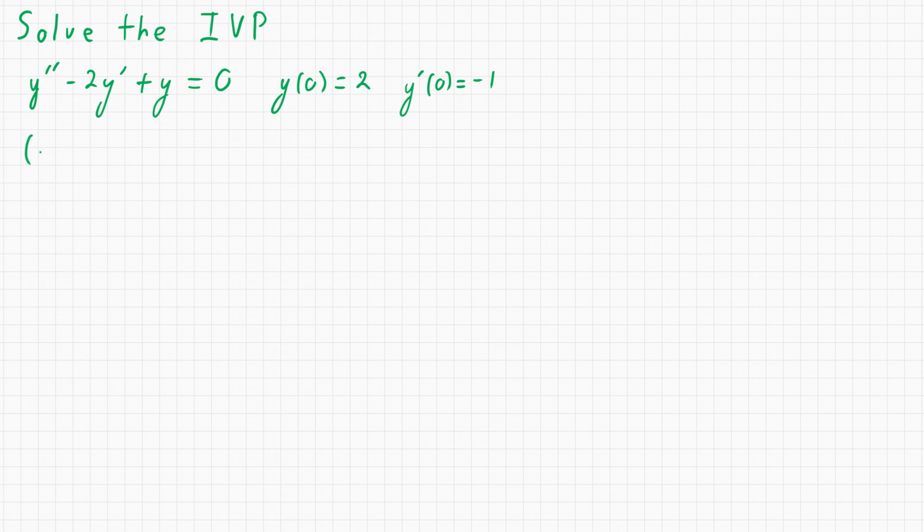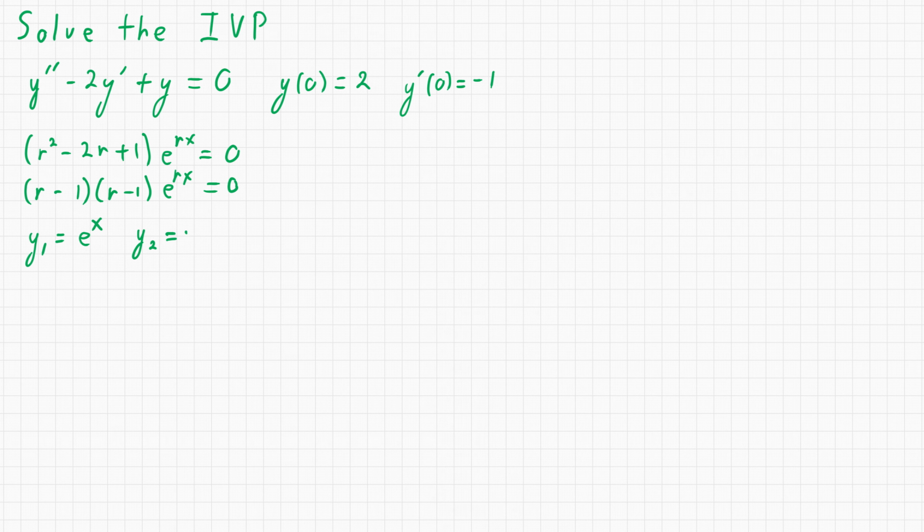So right, this one will be r squared minus 2r plus 1 times e to the rx equals 0. And that ends up factoring into (r minus 1) and (r minus 1), e to the rx equals 0. So then we have y1 is equal to e to the x, 1 times e to the x. And then y2, right, it's a repeated root, will end up being x e to the x. And the general solution, y of x, is c1 y1 plus c2 y2. Well, that's c1 e to the x plus c2 x e to the x.